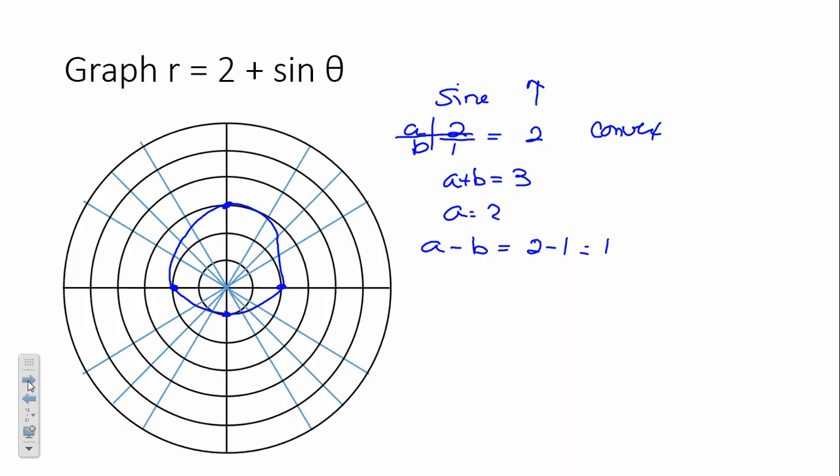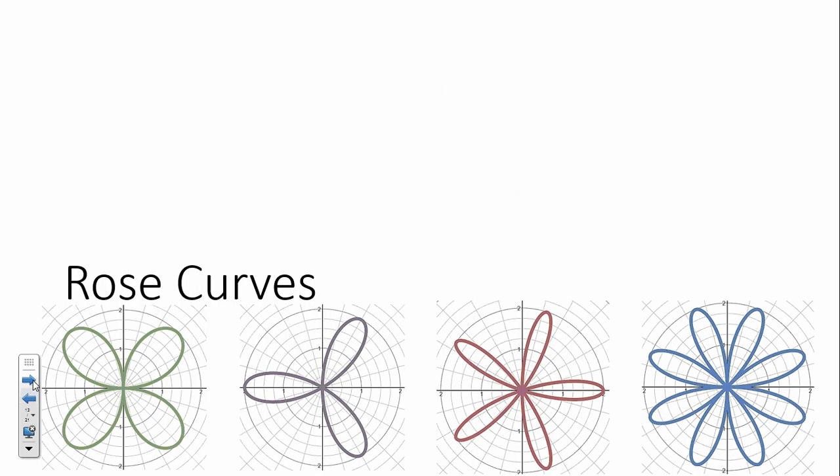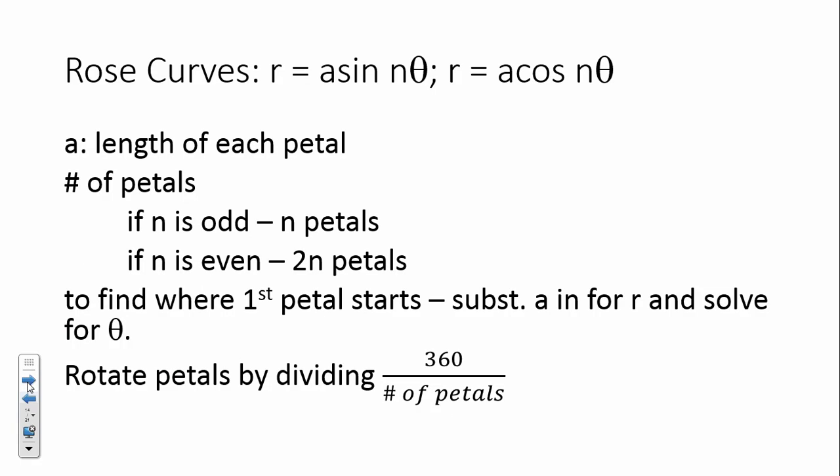All right, next one. Rose curves. These are the prettiest ones. They have the most going on. Easiest are the circles, of course. Okay. Rose curves are of the form r equals a sine n theta. Very similar to a circle, but now we have done something to our theta. We have a number times that theta.